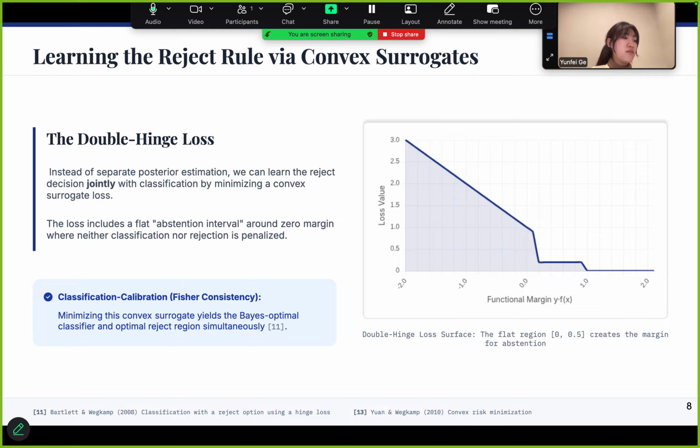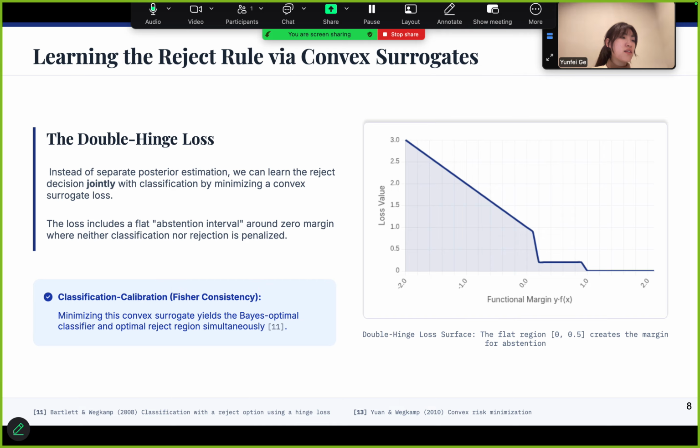The idea is to add a flat abstention interval around zero margin. If the margin is strongly positive, classify correctly. If it is strongly negative, classify the other way. If the margin is in a middle zone, neither classification nor rejection is penalized. So that flat region in the loss surface creates the abstention region.